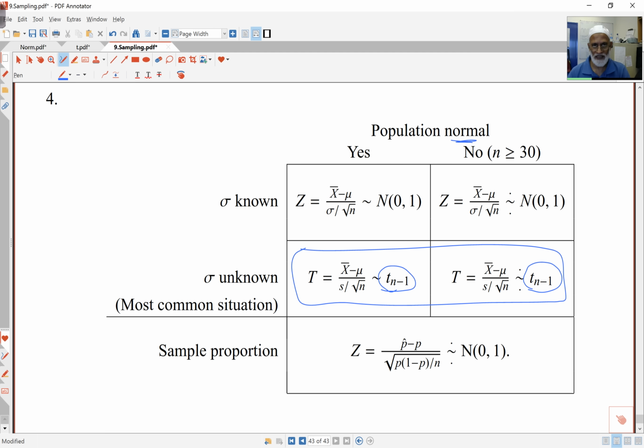This slide contains everything you require to know in the end, barring the ideas of sampling and the problems of sampling we saw earlier.